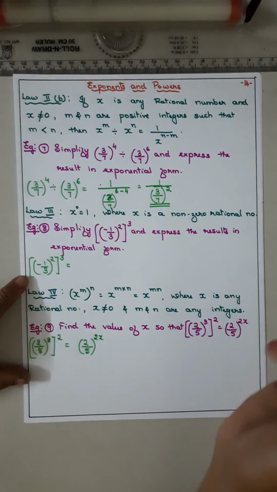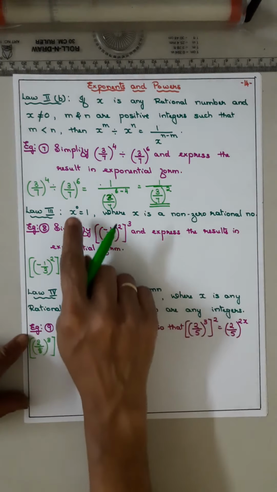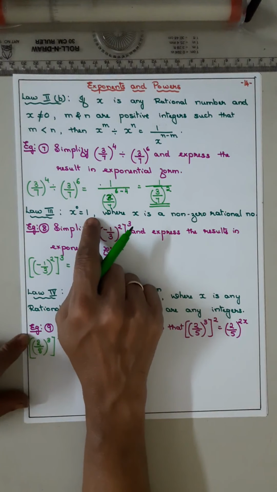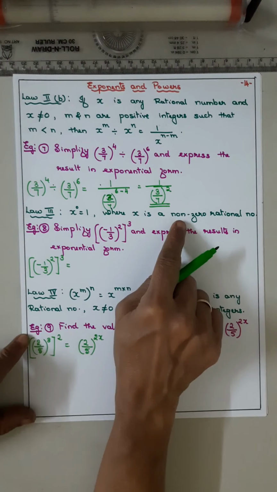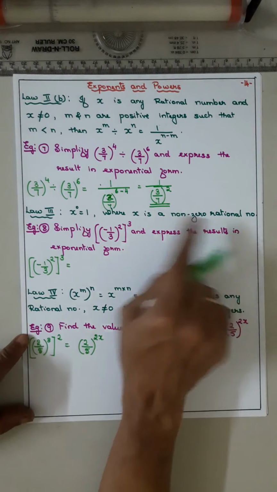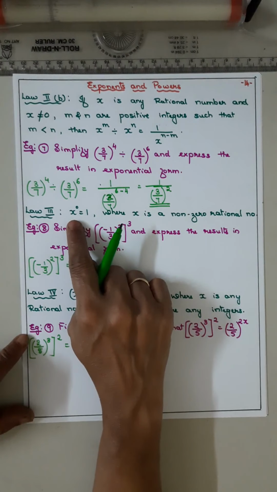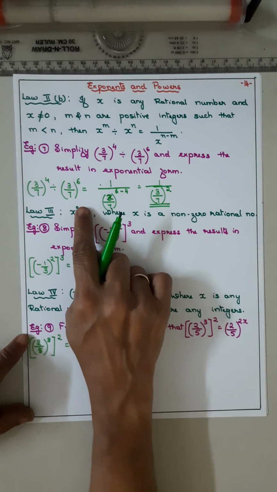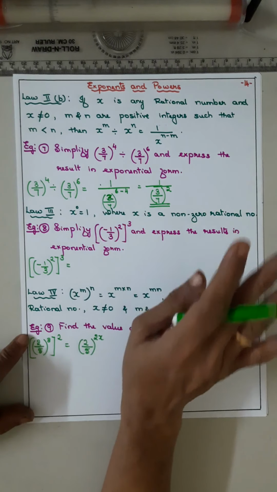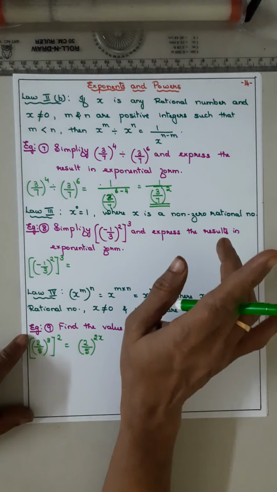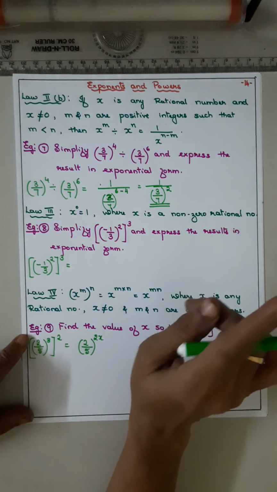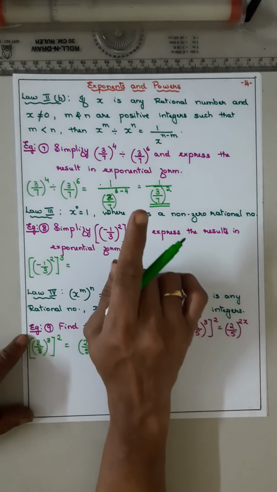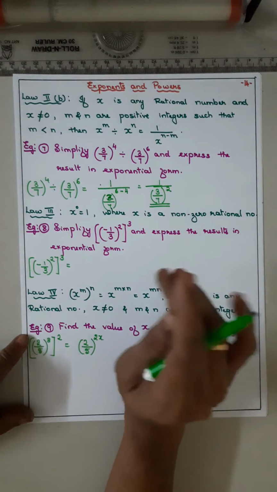Now the third law is x to the power 0 is equal to 1, where x is a non-zero rational number. So the base should not be equal to 0 and it is a rational number. If the power is 0, the answer is always 1. Remember, if the power is 1, the answer is the number itself. If the power is 0, the answer is 1.